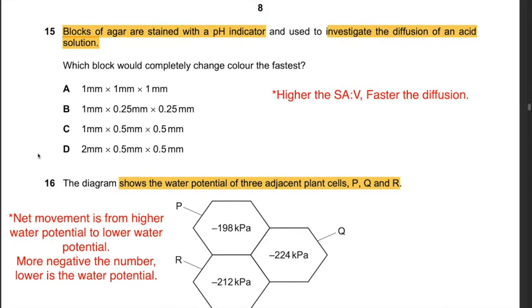Question 15. Blocks of agar are stained with a pH indicator and used to investigate the diffusion of an acid solution. Which block would completely change color the fastest? In order for the block to change color the fastest, it should have the highest surface area to volume ratio. As higher the surface area to volume ratio, faster is the diffusion. If you go through these options and calculate the surface area to volume ratio, option B will give you the highest surface area to volume ratio. Hence, higher the surface area to volume ratio, faster the diffusion, faster the color change. Therefore, the answer is B.